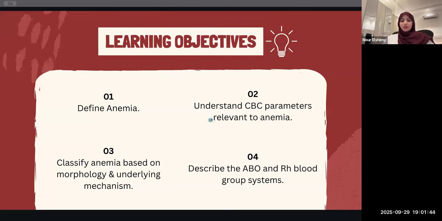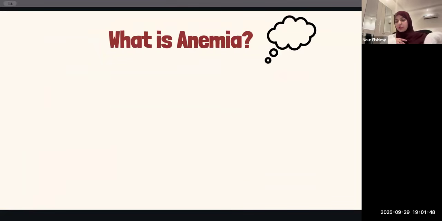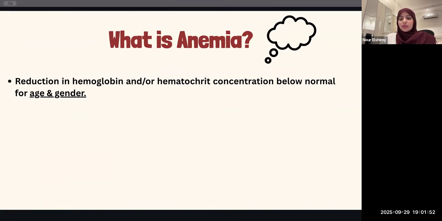So, Bismillah ar-Rahman ar-Rahim. Okay, anemia. So first things first, what is anemia? Now, anemia is a red blood cell disorder in which we would have a reduced amount of hemoglobin or hematocrit in our red blood cells. And it is specific to age and gender. Okay, so you have to consider the age and gender because the normal ranges are different depending on age and gender.